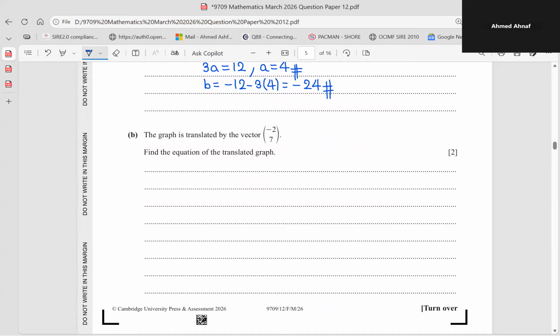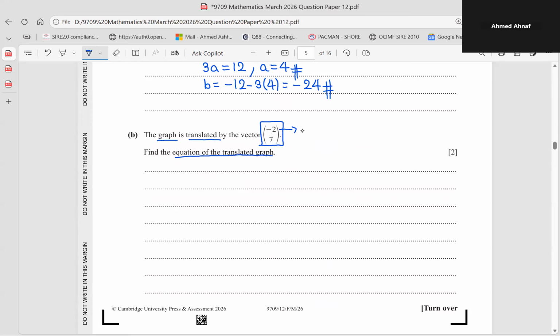Okay, so for this part, we are told that the graph from the previous part is translated by this vector right here. And using this, we have to find the equation of the translated graph. Okay, so for translation, there's like 2 parts. So you can see this vector, there's 2 parts.